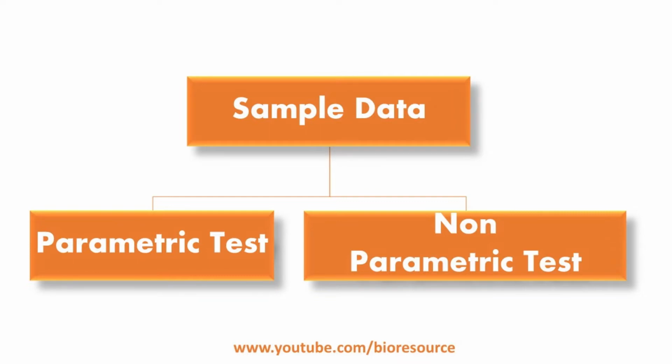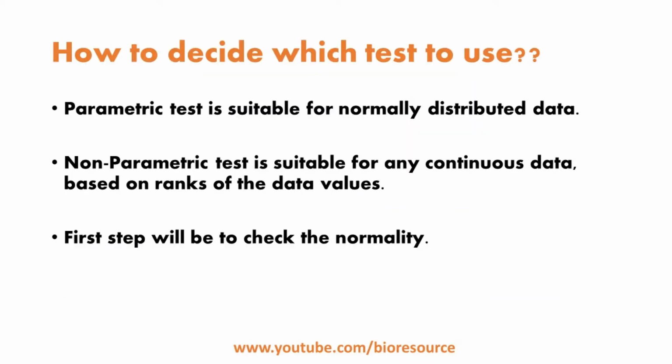There are two types of statistical tests that are appropriate for continuous data: parametric tests and non-parametric tests. So how do we decide which test to use to analyze the data? Parametric tests are suitable for normally distributed data, whereas non-parametric tests are suitable for any continuous data, based on ranks of the data values. Because of this, non-parametric tests are independent of the scale and distribution of the data.